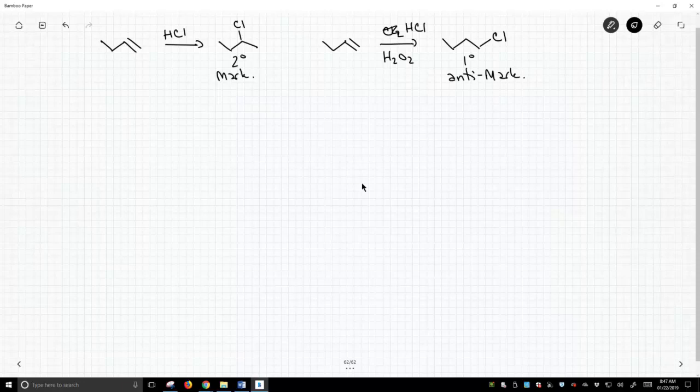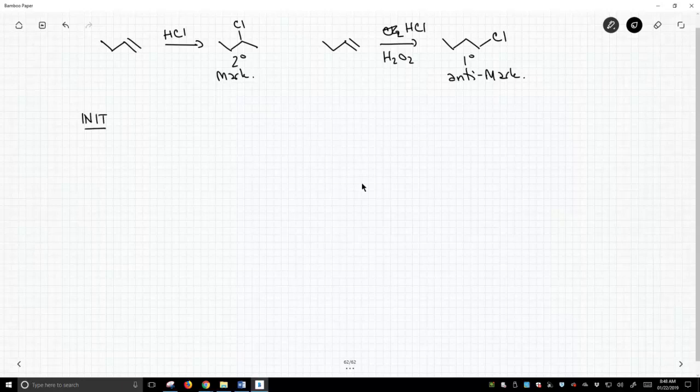Now the regioselectivity changes because we're no longer going through a carbocation in this reaction on the right. We're going through a radical. And so this is all driven by the stability of the radical, not the carbocation. So let's see exactly how this works. So let's look at it as a radical reaction.